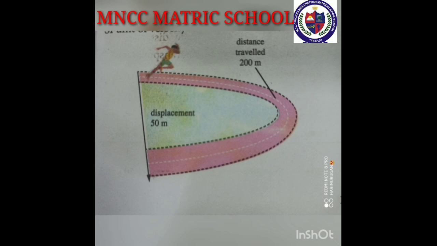What is her velocity? Velocity is equal to displacement by time. So 50 divided by 25 is equal to 2 meter per second.